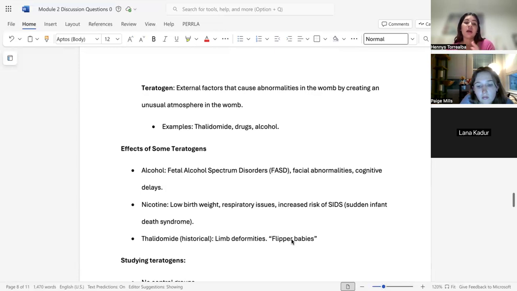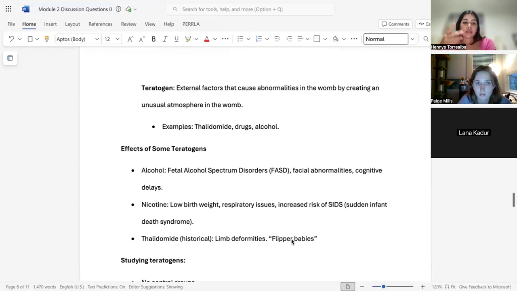And then they added the thalidomide because it's one of the ones that Dr. Sims was talking about, which causes a lot of limb deformities, and the babies that were affected by this were called flipper babies.